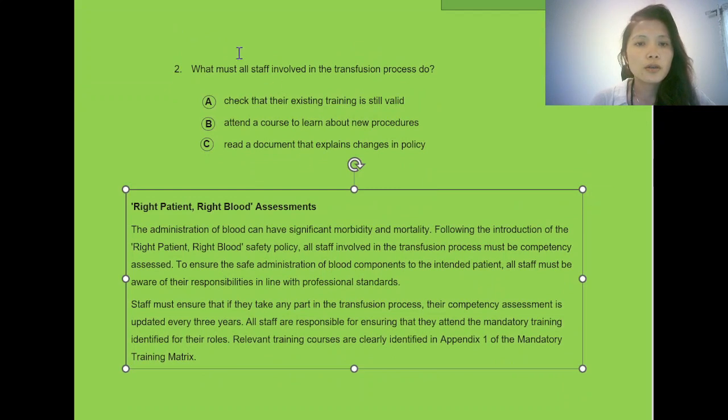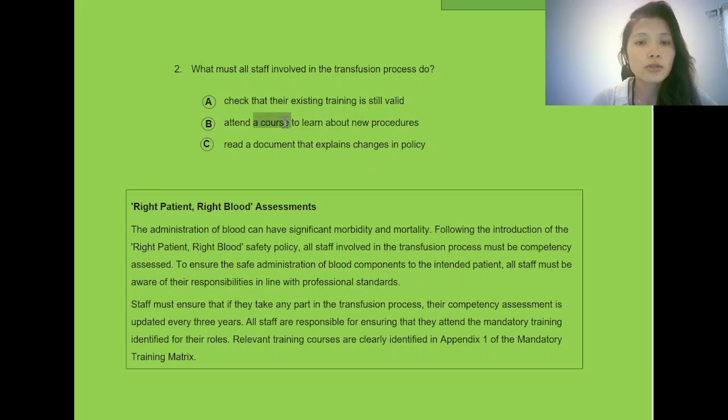The second one here is: what must all staff involved in the transfusion process do? This question is questionnaire only, so you need to search for the answer from this option in this text. When they are transfusing the blood, what they need to do, what they should have, what must all staff have. So the first option is check that their existing training is still valid. That means their validation for the registration or being a nurse should be valid when they are transfusing, for any of the procedure. Or, not only that, part B, attend a course.